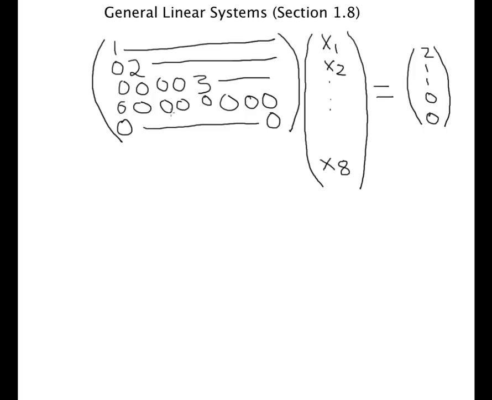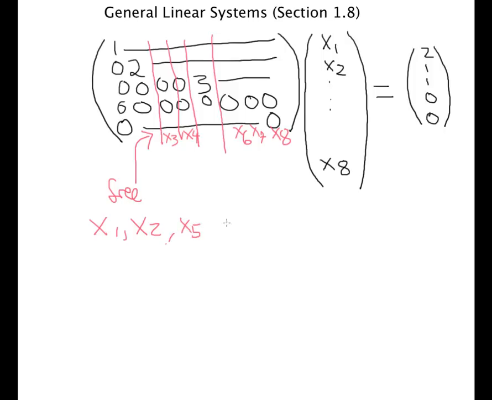The first thing that you notice is that these columns where there's no pivot basically don't do anything, and the corresponding variables are x3, x4, not x5, but x6, x7, and x8, and it turns out that those are the free variables. You can set those to whatever you want. And then the remaining variables, x1, x2, and x5, are in terms of those.